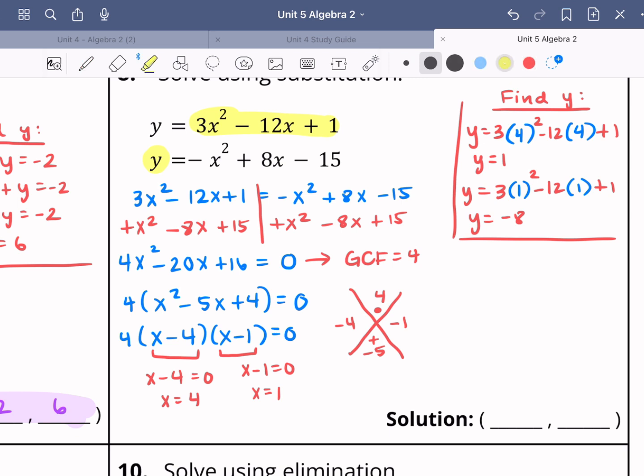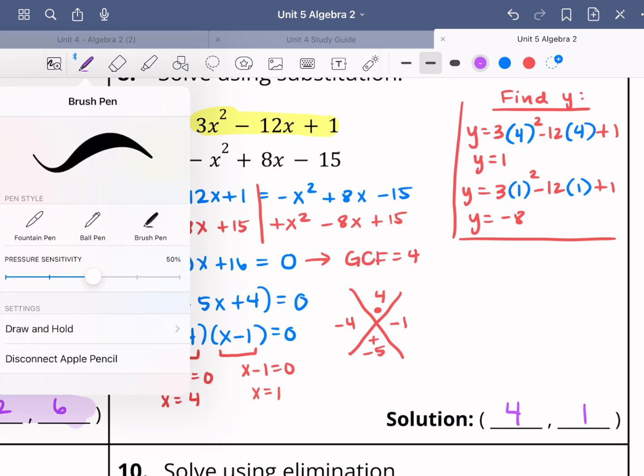Be careful with how you pair these together. So like this x value of 4 goes with y equals 1, right? And then the x value 1 goes with negative 8. So make sure the x's and the y's are paired in the correct order. So my first answer is going to be 4, 1, because 1 is what I got when I substituted 4 in, right? And I do have a second solution.